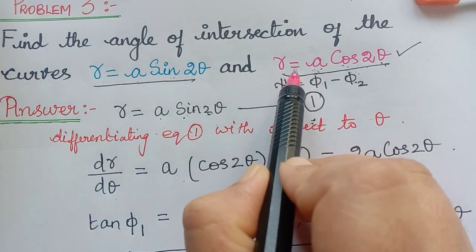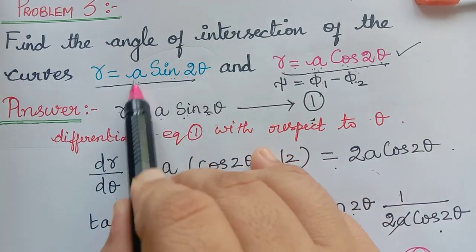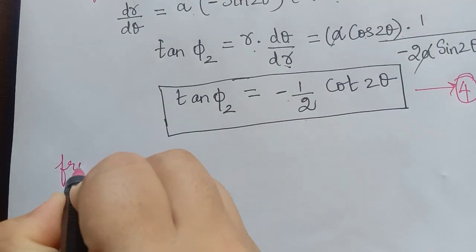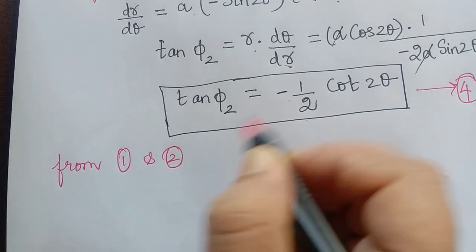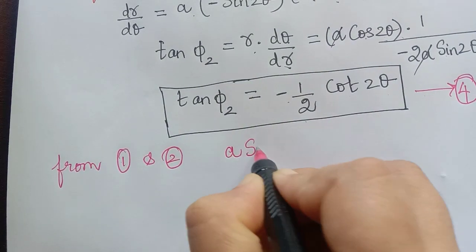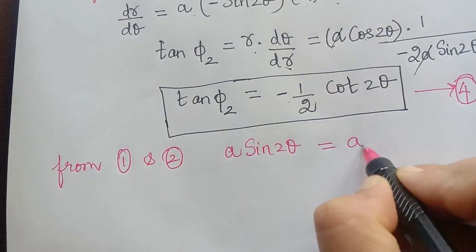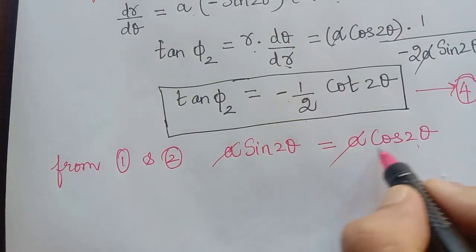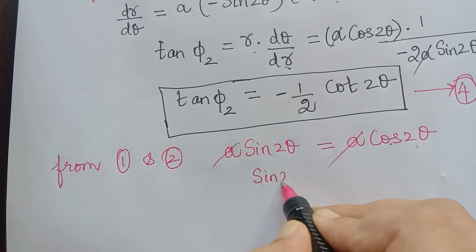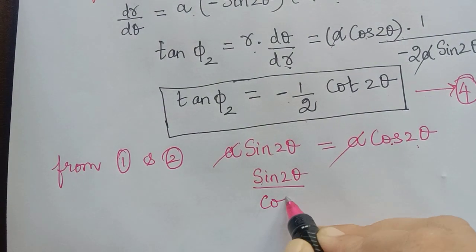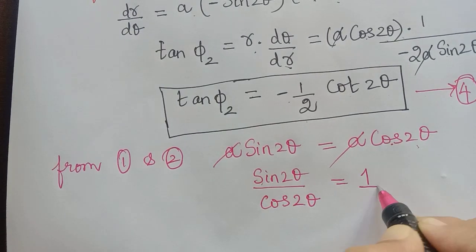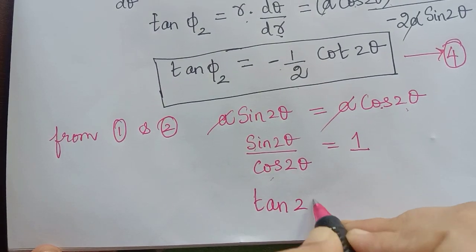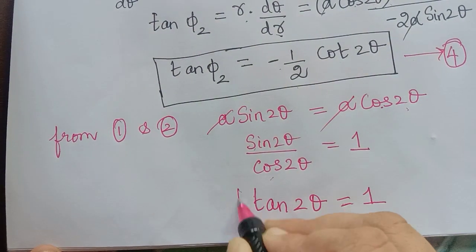So, because both are r, we can equate a sin 2 theta to be equal to a cos 2 theta. So, from equations 1 and 2, we can equate a sin 2 theta is equal to a cos 2 theta, because both are r. Now in this a and a get cancelled, and when this cos comes to the left hand side, it will be taken to the denominator. So sin 2 theta divided by cos 2 theta will be equal to 1. But what is sin 2 theta divided by cos 2 theta? It is tan 2 theta. So therefore the value of tan 2 theta is equal to 1.